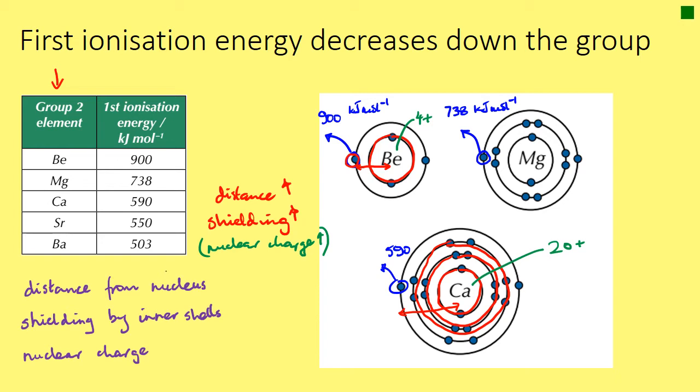However, the effect of the distance and the shielding together is greater than the effect of the nuclear charge. Okay, so that explains the trend in first ionization energy. Hope that's been clear. Let's move on to another trend.